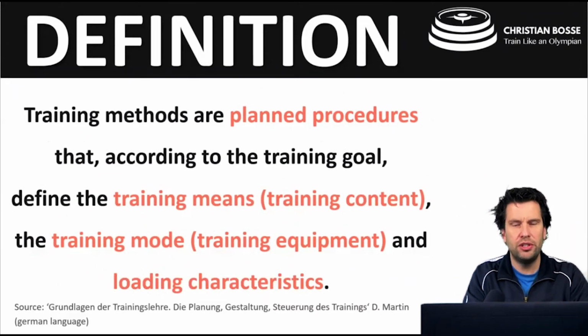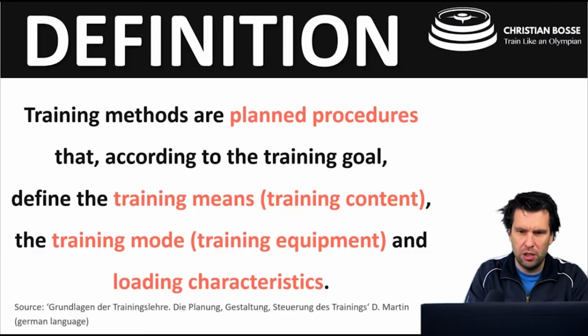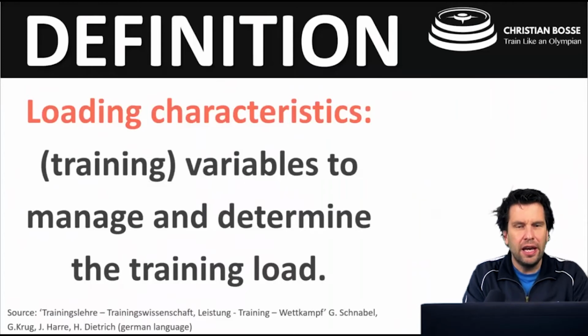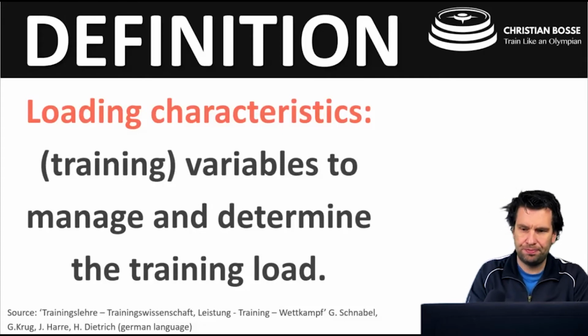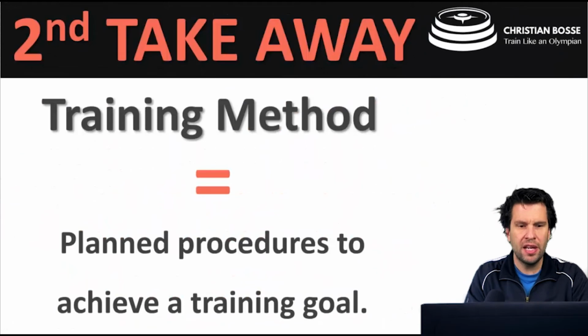And then the last one is loading characteristics. What are loading characteristics? And here I guess I had to butcher it a little bit. Anyway, loading characteristics are variables, hence training variables, to manage and determine the training load. So the second takeaway here is a training method is a planned procedure to achieve a training goal.